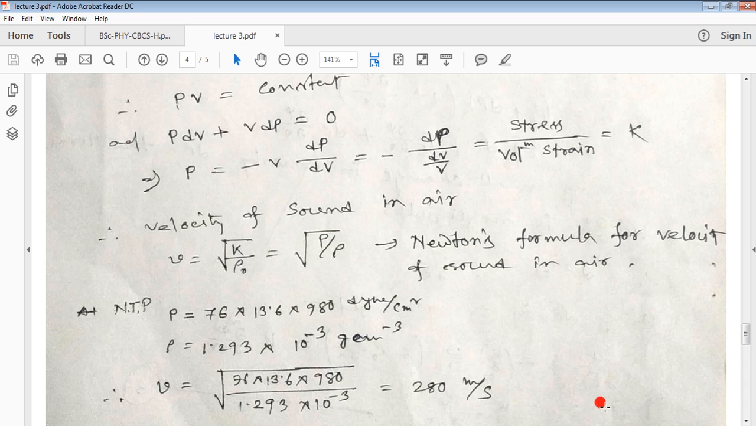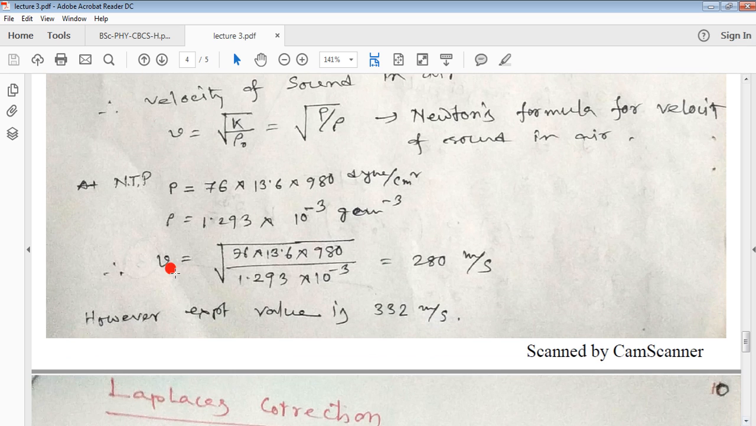And if we now consider the NTP case, at which pressure is this much and density of air is this much. So considering these two values in this formula, and if we calculate, then obtain V equal to 280 meter per second. That is, velocity of sound in air at NTP in accord with Newton's formula is equal to 280 meter per second.